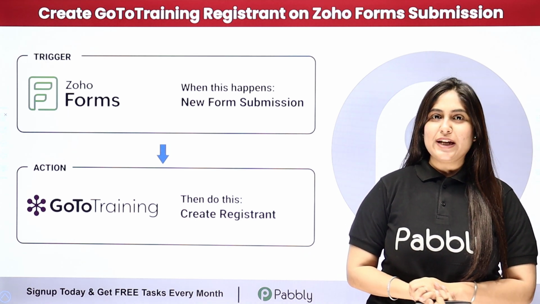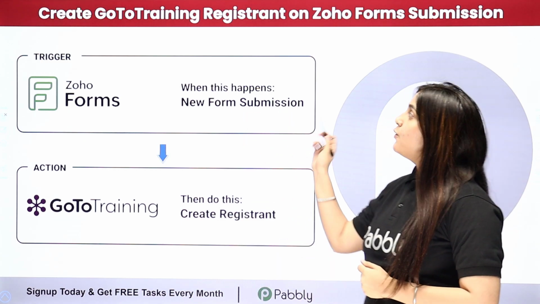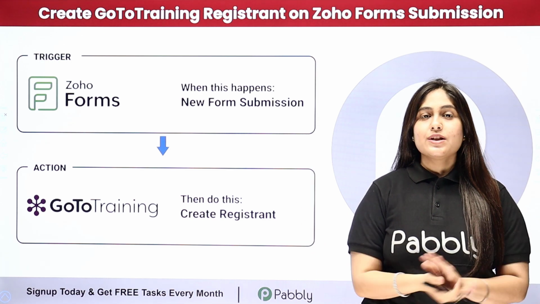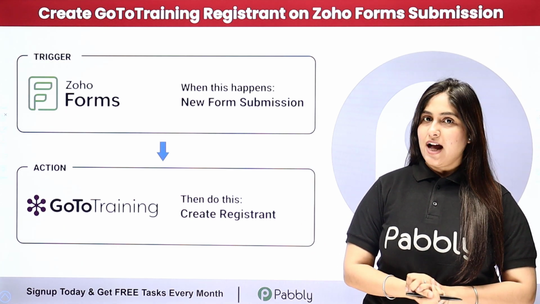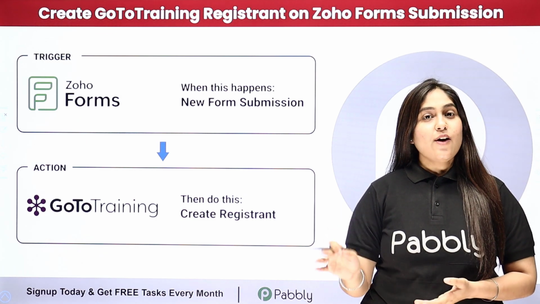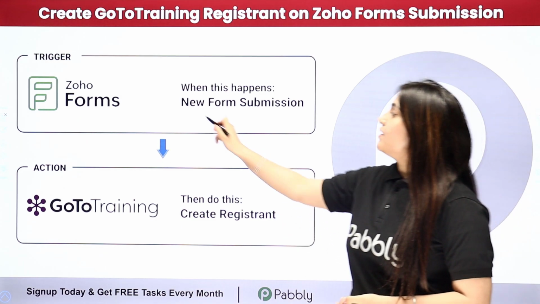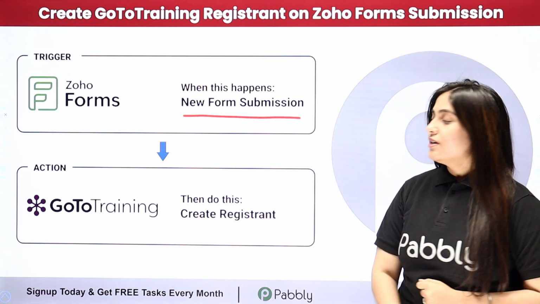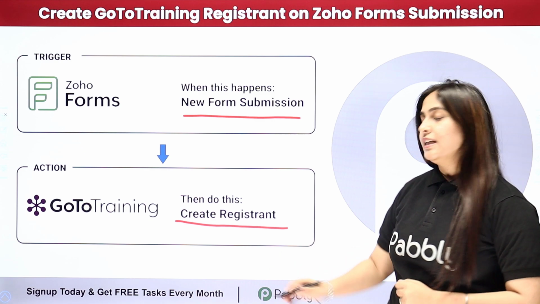In this video, we are going to understand how to create a GoToTraining registrant on Zoho Form submission. Here I am hosting online training in my GoToTraining account and I am using Zoho Forms for the registrations. My objective is that whenever I receive a new form submission, then automatically, using the details, a new registrant should be created in my GoToTraining account.